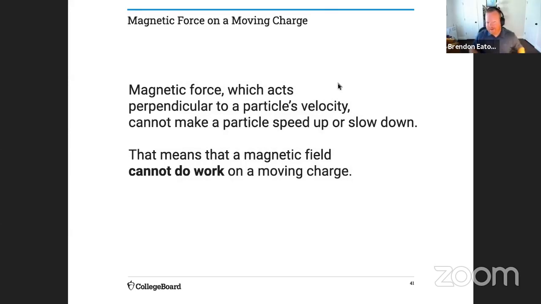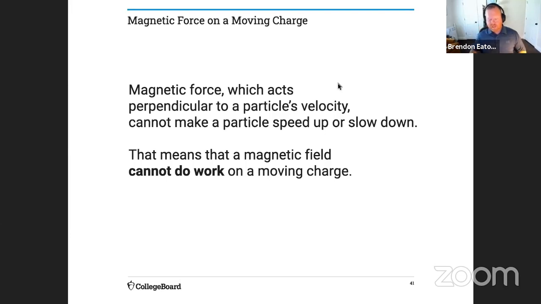So magnetic force, which acts perpendicular to a particle's velocity, just like Mr. Mancino just showed us with his right-hand rule, and I actually might use that with my students now. I've never noticed that that makes an M. That's kind of fun. Now, it cannot make a particle speed up or slow down, and maybe you've heard that already, but that would be something that I would write down.